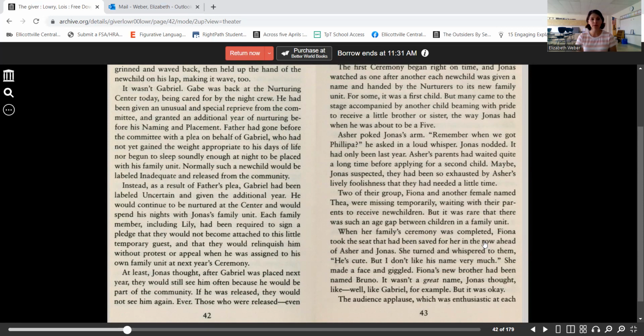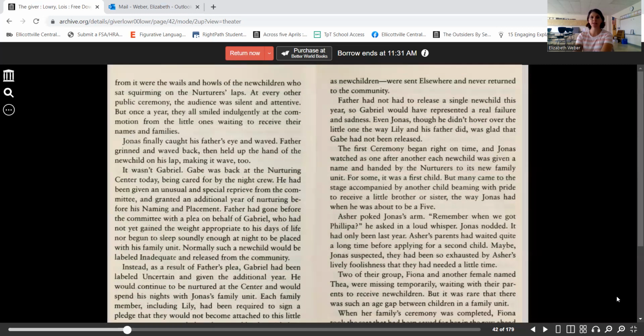Each family member, including Lily, had been required to sign a pledge that they would not become attached to this little temporary guest and that they would release him without protest or appeal when he was assigned to his own family unit at next year's ceremony. At least, Jonas thought, after Gabriel was placed next year, they would still see him often because he would be part of the community. If he was released, they would not see him again. Those who were released, even as new children, were sent elsewhere and never returned to the community.